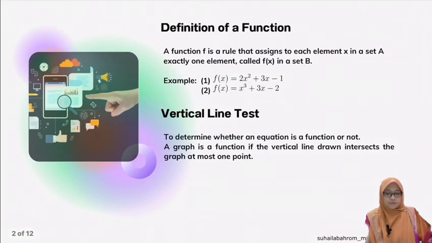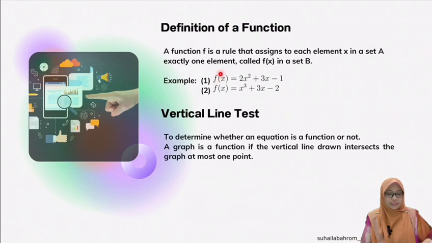So let's look at the definition of a function. A function is a rule that assigns to each element x in a set A exactly one element called f(x) in a set B. In other words, f(x) stands for the values of y, meaning that for one value of x, you will get one value of y. So that is a function.